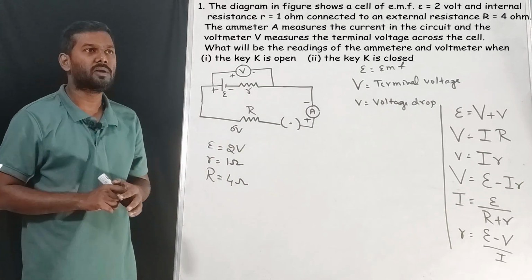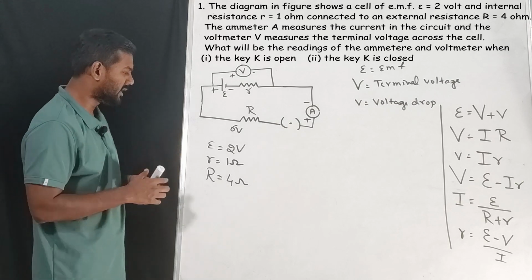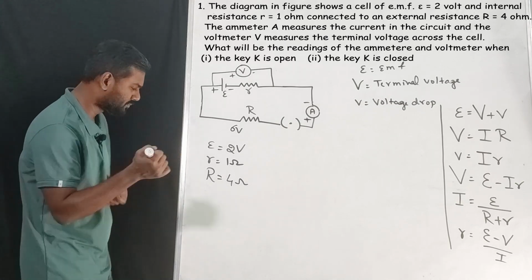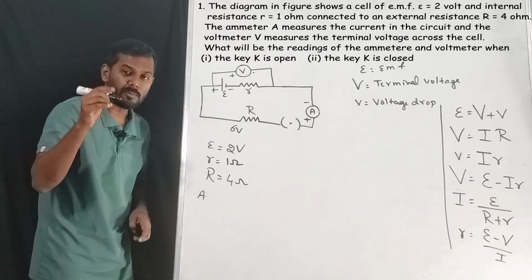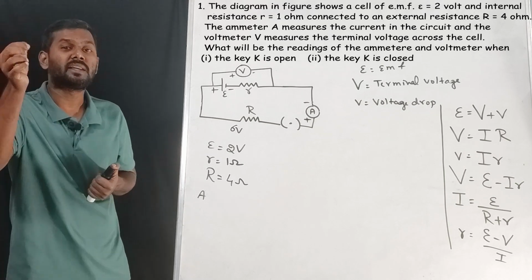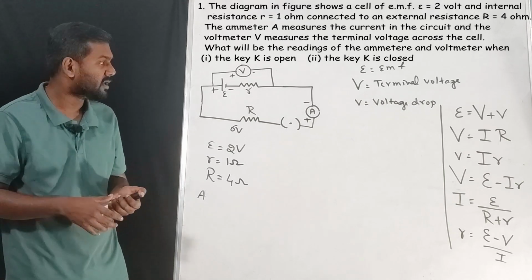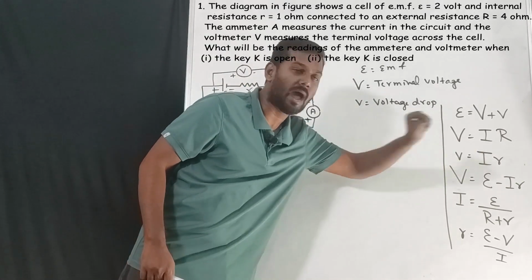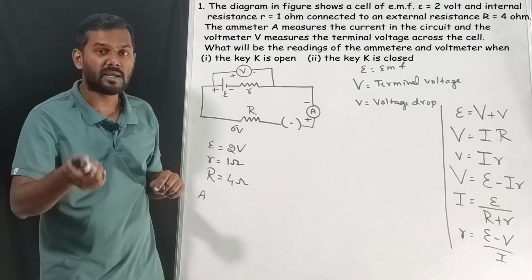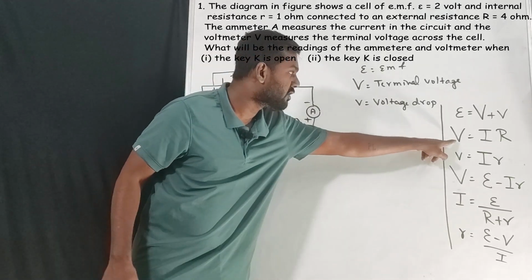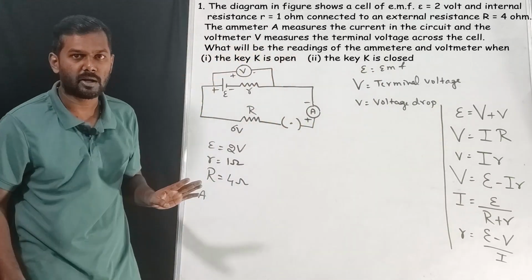When the key is open and the key is closed, we have two conditions. One, when the key is open. And keep one thing in mind: ammeter reading means we are finding the value of capital I. Voltmeter reading is nothing but we are finding the value of terminal voltage. Keep this in mind.